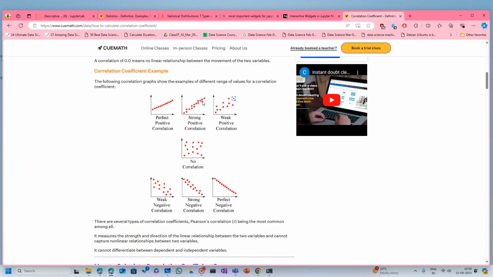Positive strong correlation means all the points are arranged close by. Weak correlation means they are a little bit spread, but nevertheless they show the same line kind of. What we are looking at is extremely important. This is positive correlation, this is no correlation, and this is negative correlation. If the data points are spread like this, it could be weak or strong, but it doesn't matter, it is negative correlation.